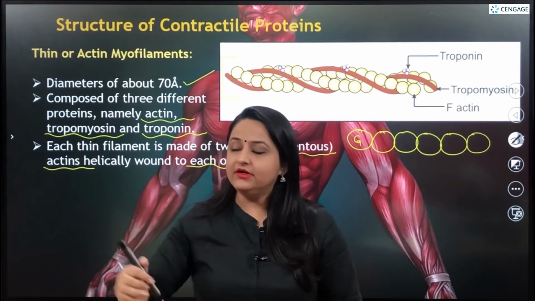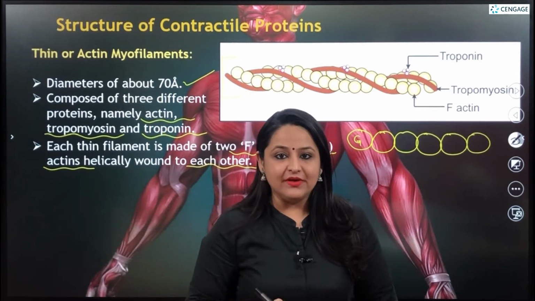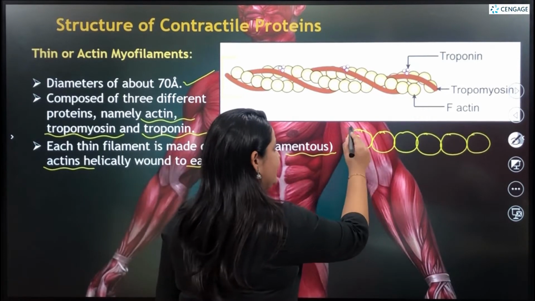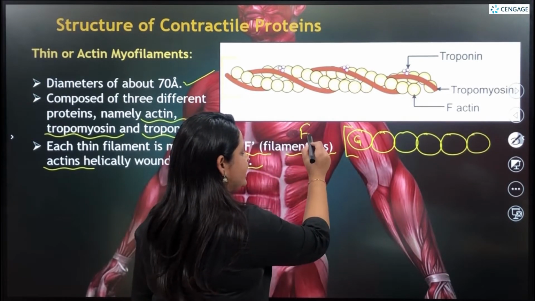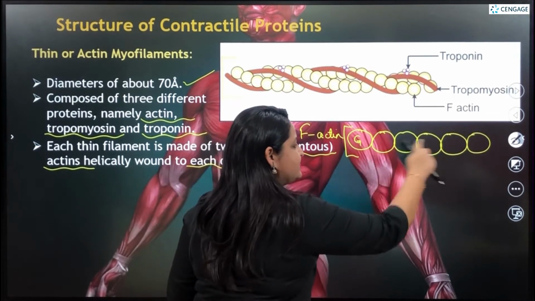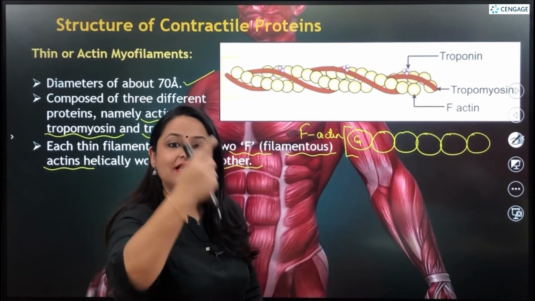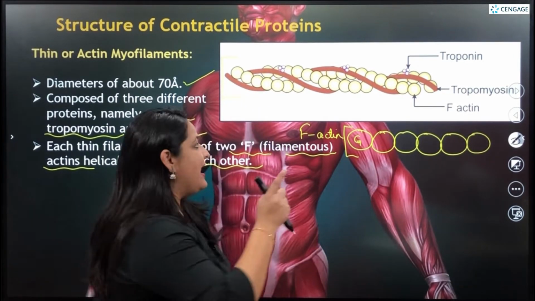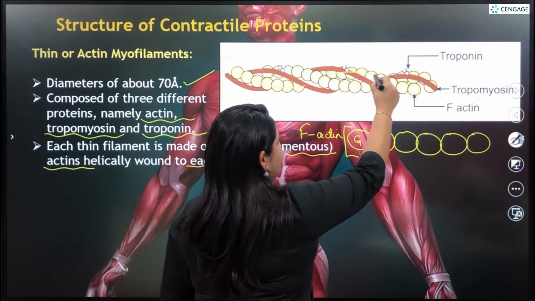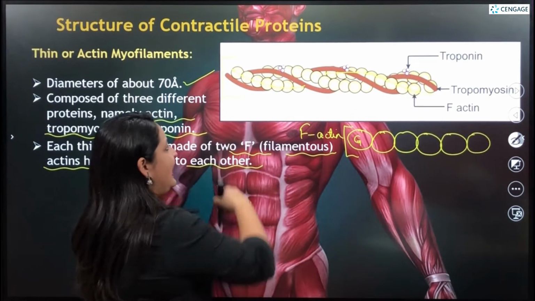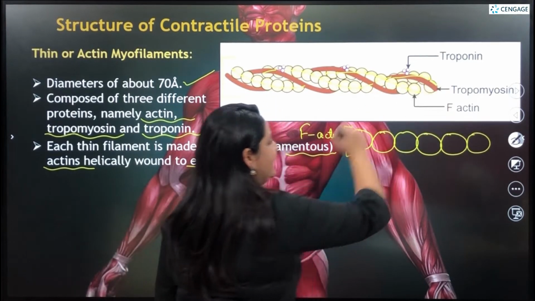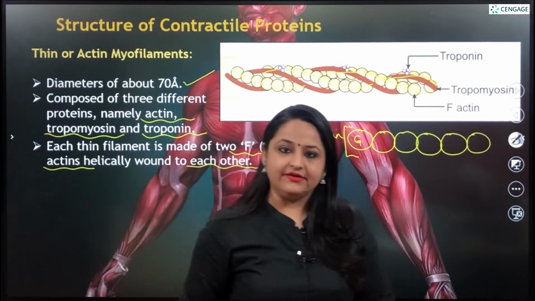Similarly, to form the thin actin myofilament, 2 F chains are present. So this is one F chain completely. This is one F actin, or a filamentous actin. Similarly, there are 2 F actins which are present like this, and they are helically wound to each other. So we can have a look at these filaments over here. This is one F actin filament, this is the other F actin, and they are helically wound to each other. So this is the arrangement of actin.